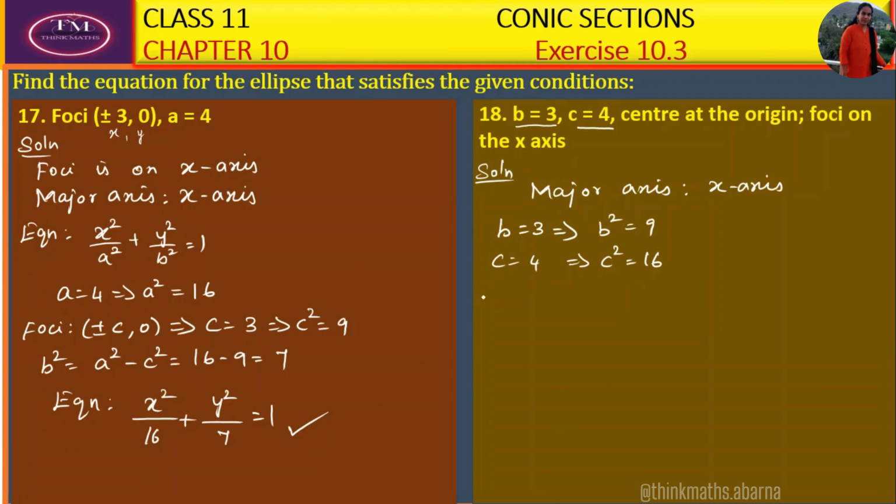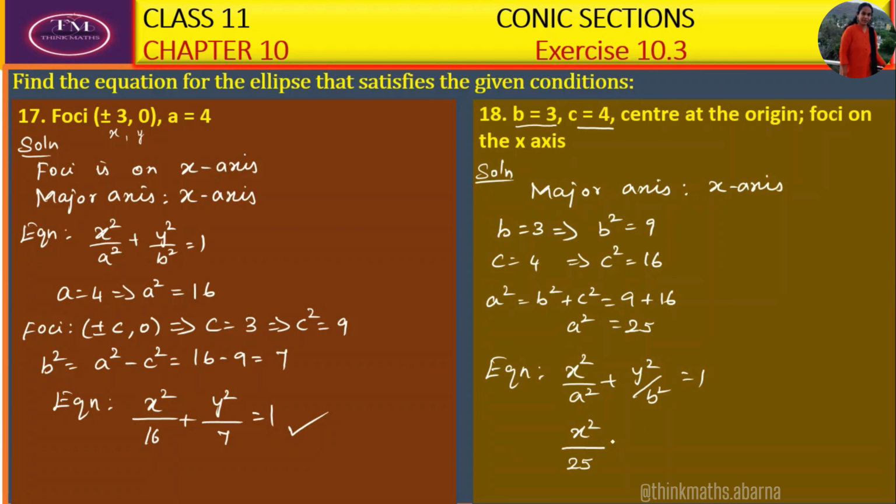Now our work is to find a square. What is a square? A square is b square plus c square. So it is 9 plus 16, which is 25. So a square equal to 25. Therefore, what is the equation? If it is major axis x, it is x square by a square plus y square by b square equal to 1. That means x square by 25 plus y square by 9 equal to 1. This is the required equation of the ellipse.